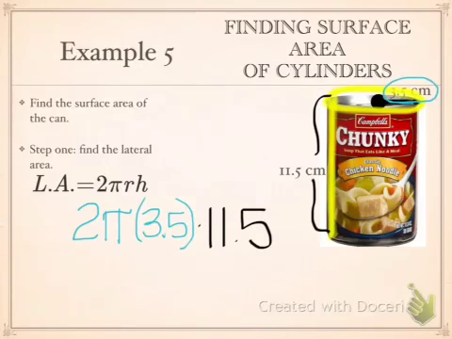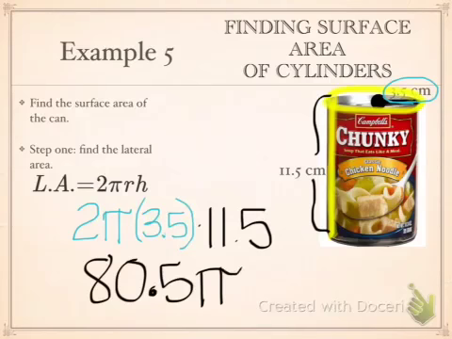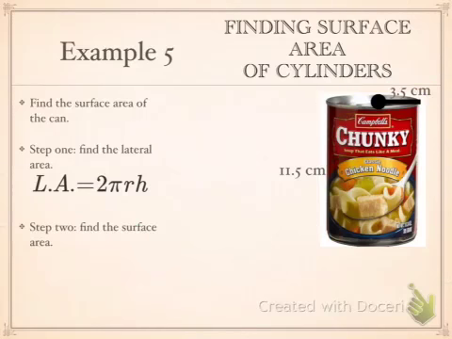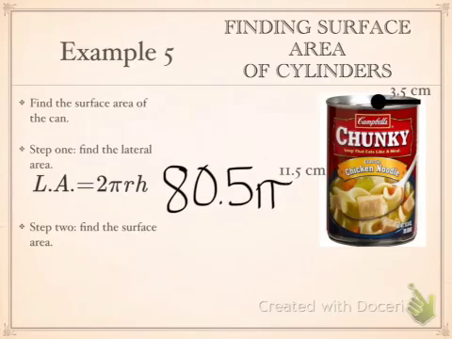So a little bit of simplifying, and you'll multiply 3.5 times 2, which is 7, and then 7 times 11.5, and you end up getting 80.5 and pi. And I'm just going to leave the pi there. I'm not going to actually multiply by 3.14 right now because we can keep it a little bit simpler by just leaving it at 80.5 pi. So let me bring that onto this page. This one we got to be 80.5 pi.